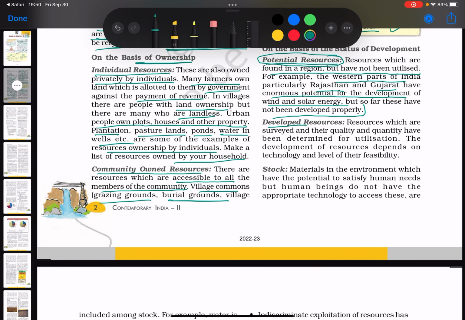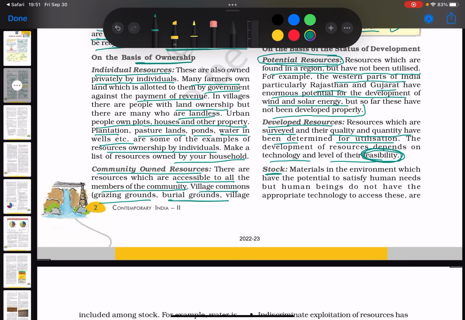Similarly, you have developed resources. These are the resources which are surveyed and their quality and quantity have been determined for utilization. The development of the resources depends on the technology and the level of their feasibility, meaning whether it is possible to utilize them or not. Then the third type you have is stock.